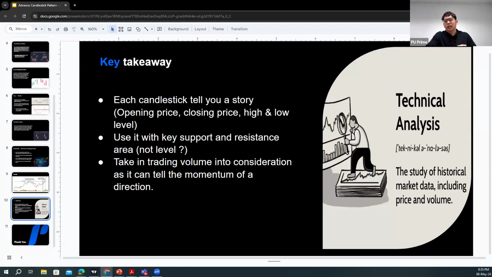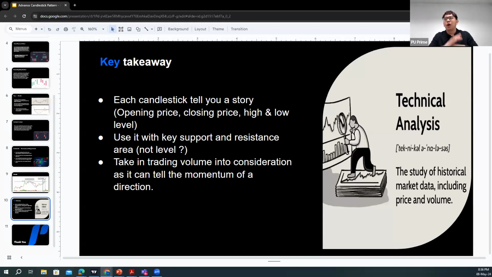So here we come to the last slide for today, the key takeaway for you guys. Just know that each candlestick tells you a story. It's not just the candlestick itself. You have to understand why the opening price is here, why the closing price is here, why there is a huge gap between the opening price and the closing price, a very solid long one, and why the highest level goes so high but suddenly closes very low, meaning the tail is very, very long. Why did it come all the way down? You have to always ask why. Is it very indecisive? Is the market changing its mind?